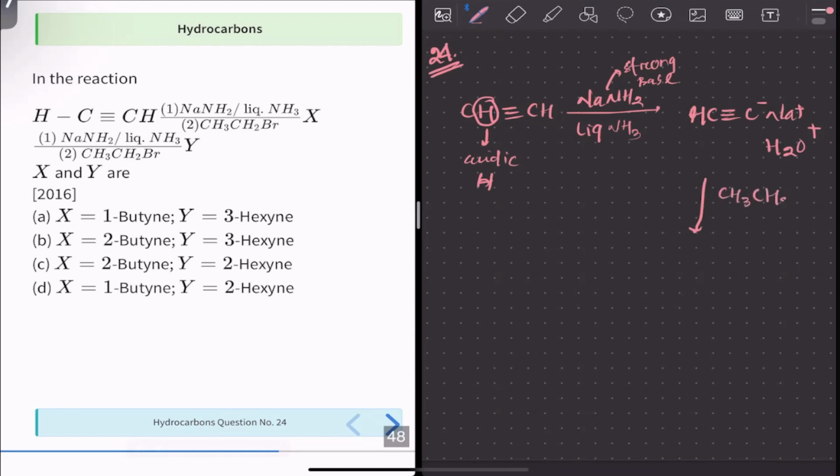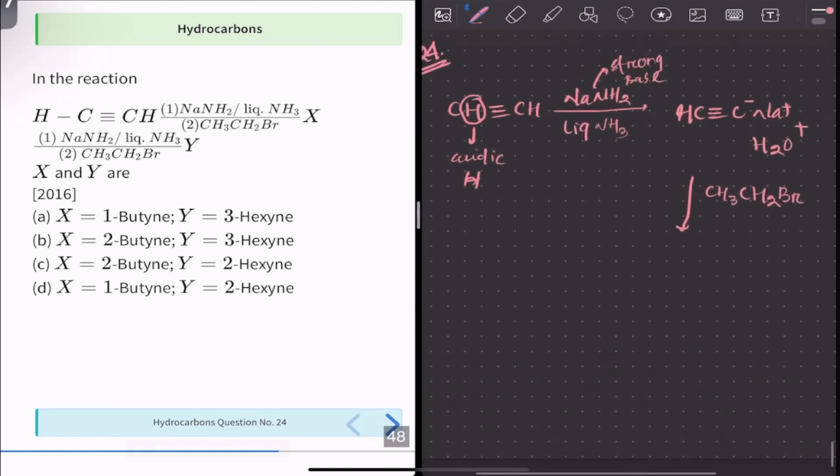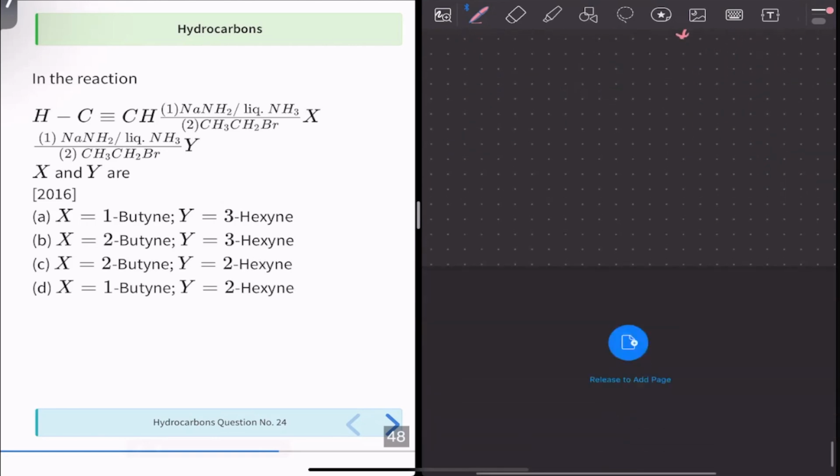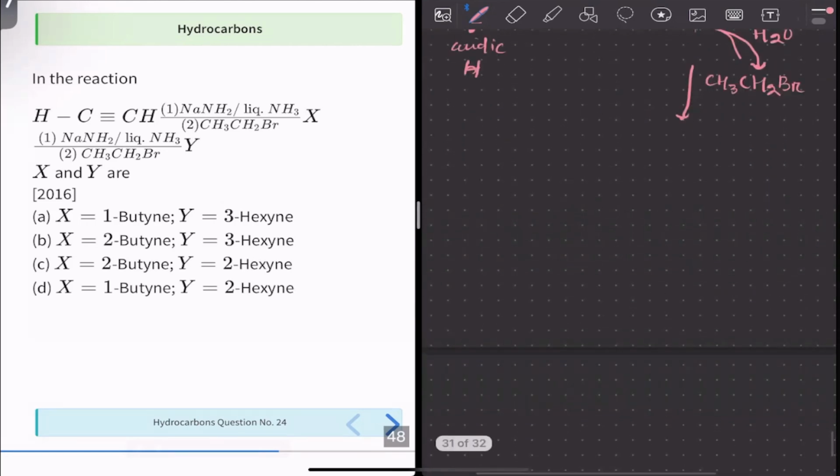To this, CH3CH2Br is added. This will act as a nucleophile and it will attack the carbon atom here, and the bromine will be substituted by HC≡C minus. So the product will form as CH3CH2C triple bond CH. This is the compound X.